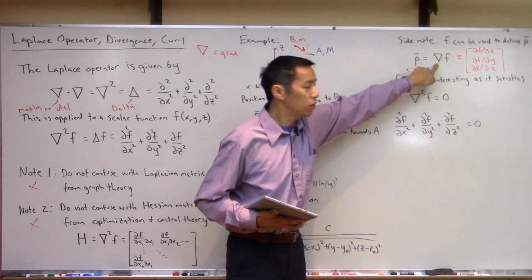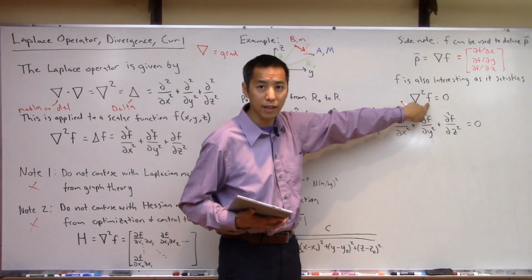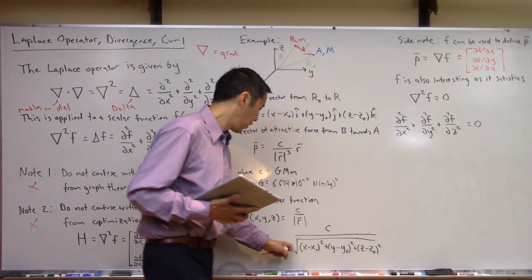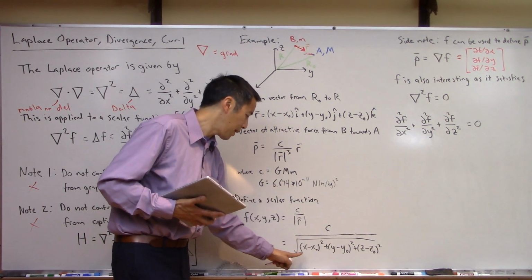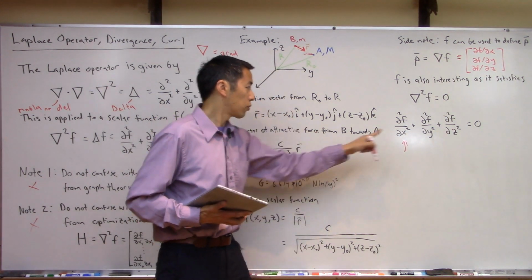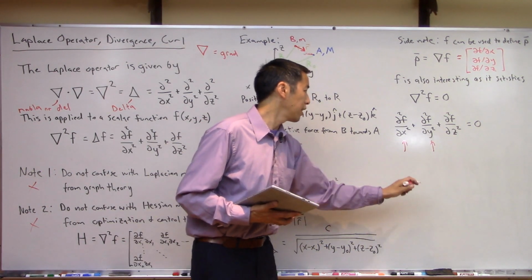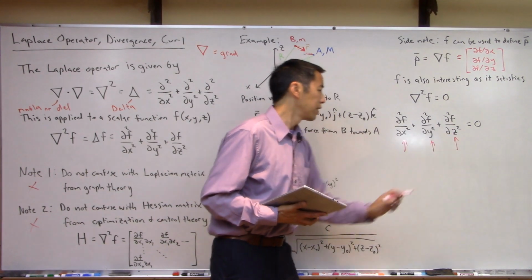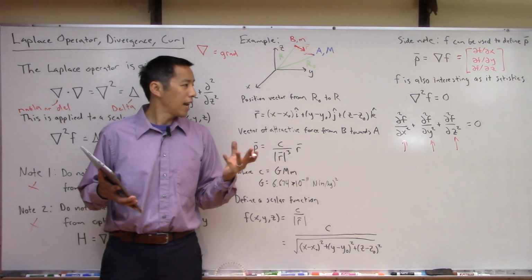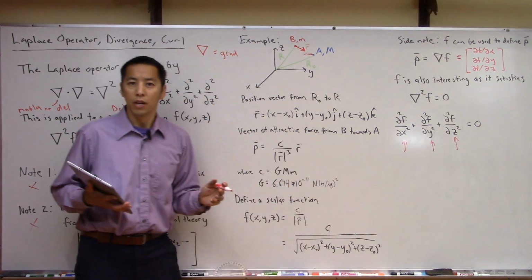Now, instead of a single del, let's look at del squared, which is the Laplace operator of this function f. That's the topic of discussion. All I need to do here is take this function, take its derivative with respect to x twice, that's this term, then take its derivative with respect to y twice, get our second term, and take the derivative with respect to z twice, that's the z term. Add them all together, and what's interesting about this function is that it satisfies the Laplacian of f is equal to 0.